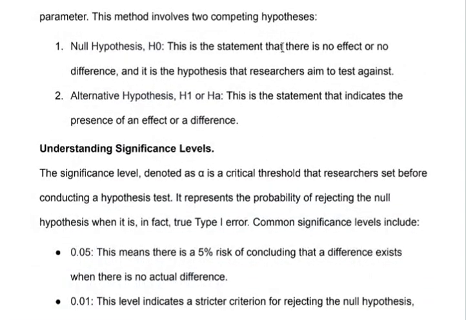Null hypothesis, H0. This is a statement that there is no effect or no difference, and it is a hypothesis that researchers aim to test against. Alternative hypothesis, H1 or HA. This is a statement that indicates the presence of an effect or a difference.